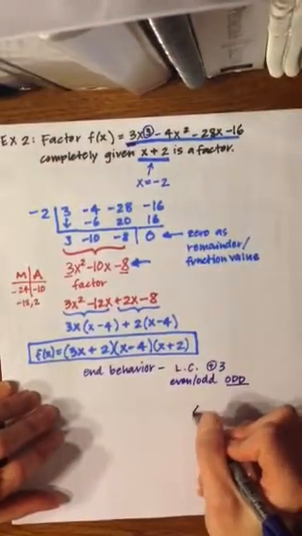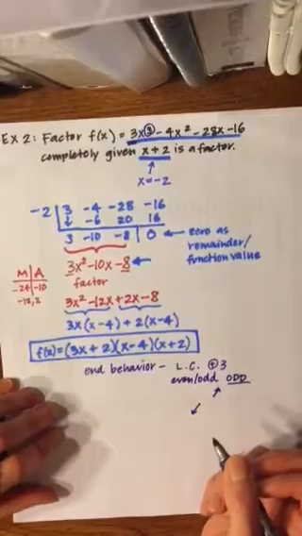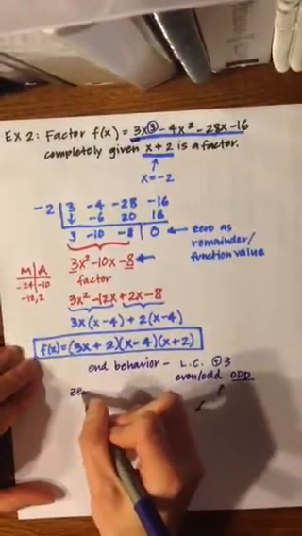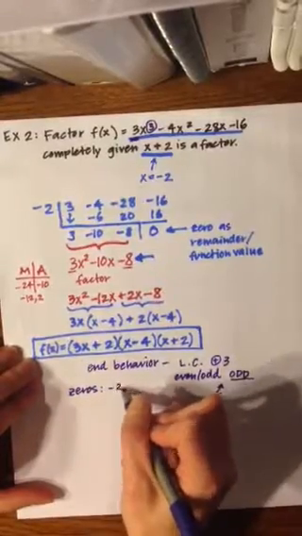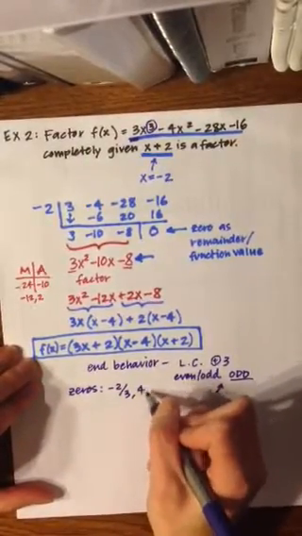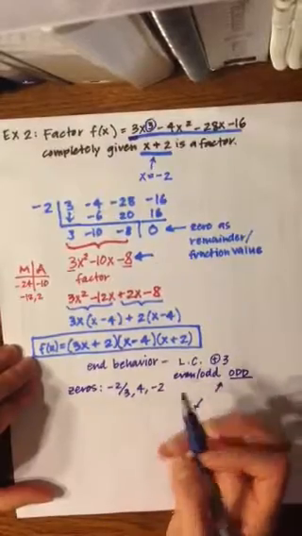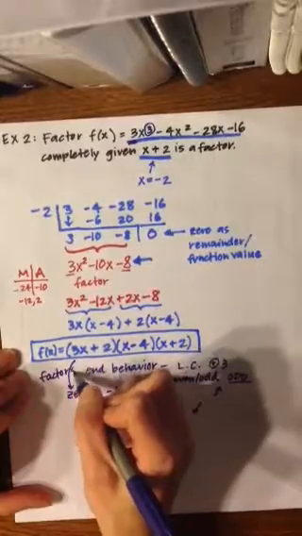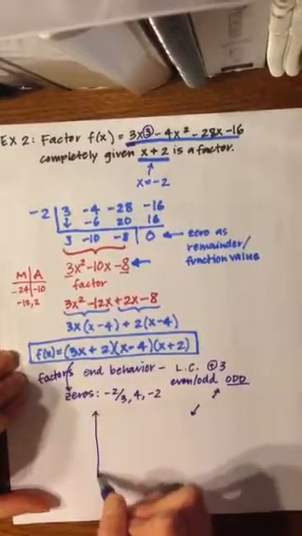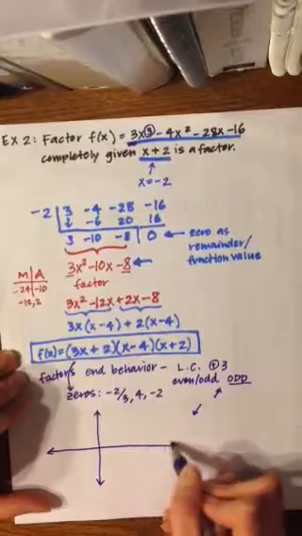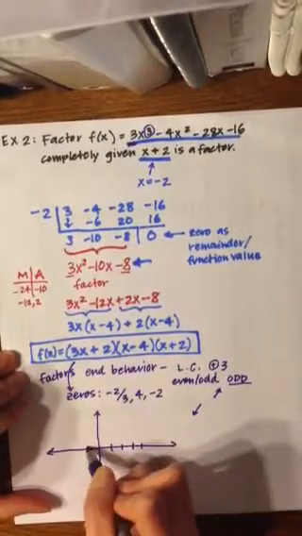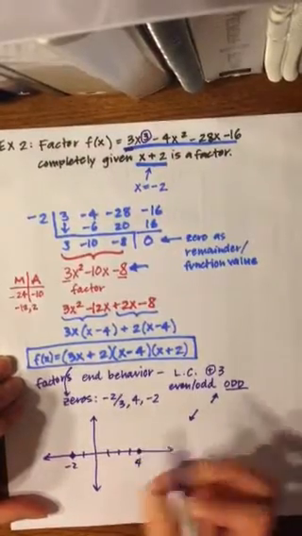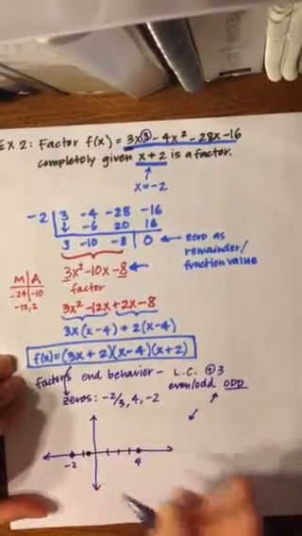So we know that its end behavior is going to be looking like this because that's what a positive odd polynomial looks like. And we also know that its zeros are at negative 2/3, 4, and negative 2. That came from my factors, so we know that we can come up with zeros from factors. We've done that before. So then our rough sketch, here's negative 2, here's 4, and negative 2/3 is almost to negative 1.